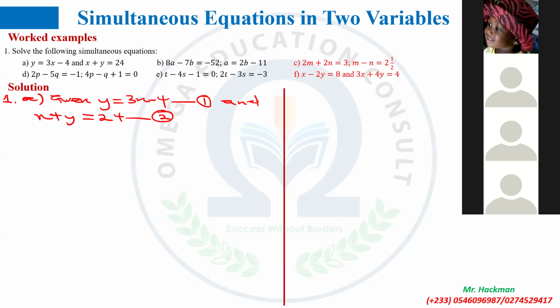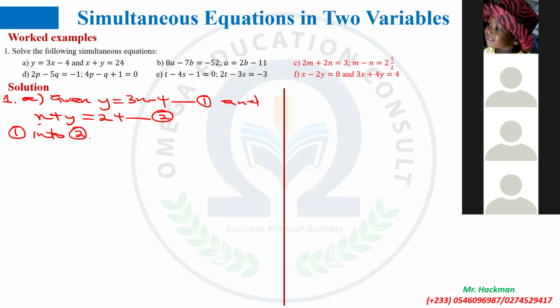Okay, so obviously we can see that in the first equation, y is made the subject. You can see that y is made the subject and it doesn't involve a fraction. So it will be ideal and appropriate for us to use the substitution method. So you just write equation one into your second equation, which is equation two.